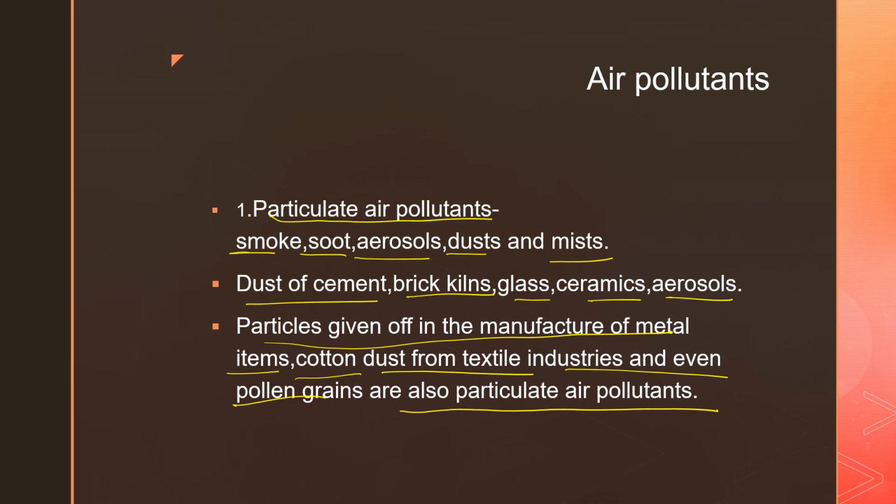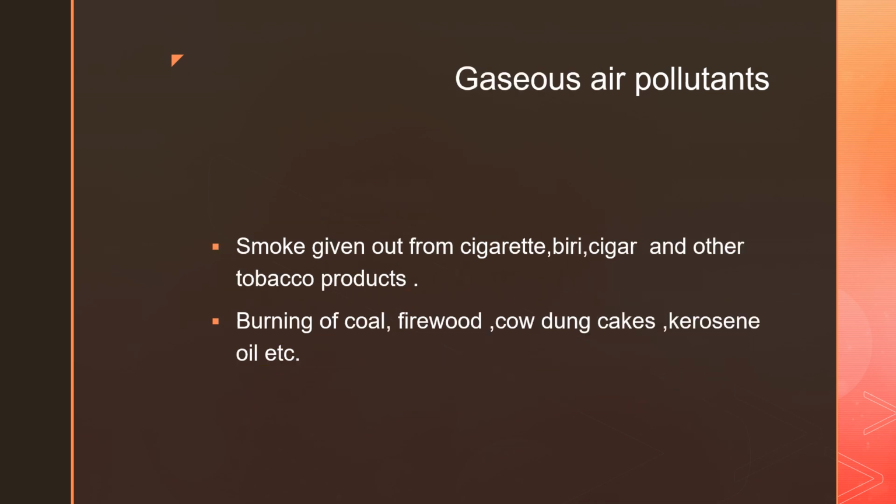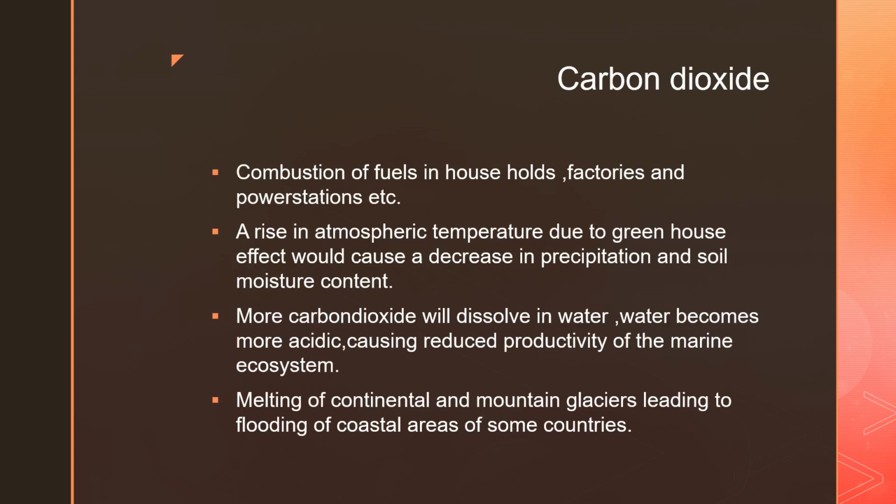So what are gaseous air pollutants? Carbon dioxide is one of the natural gases present in the atmosphere and is used by plants for photosynthesis. Okay, so it is absorbed and used by plants for photosynthesis.